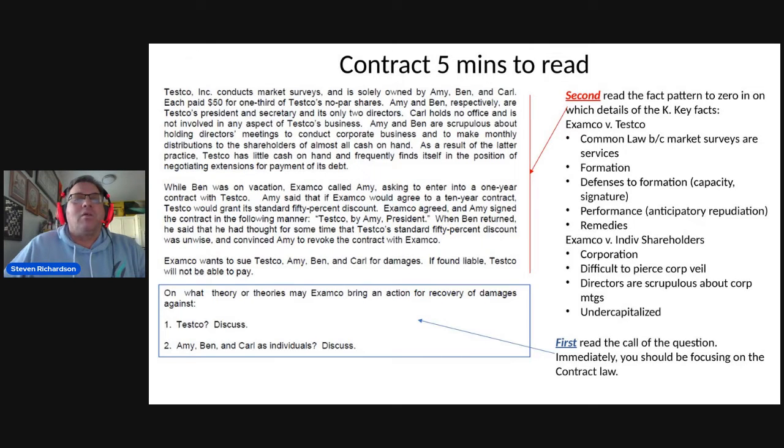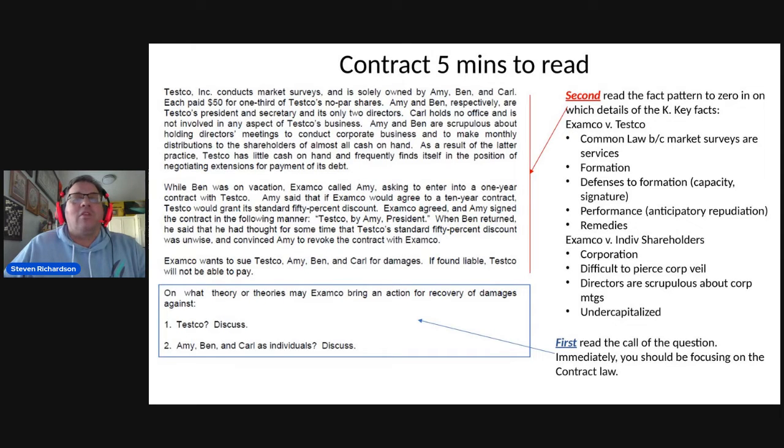Amy and Ben are scrupulous about holding director meetings to conduct corporate business and to make monthly distributions to the shareholders of almost all cash on hand. So right there, cash on hand lets you know that capitalization might be undercapitalized. As a result of the latter practice, Tesco has little cash on hand and frequently finds itself in a position of negotiating extensions for payment of its debt. Okay, so it can't do its normal business operations.